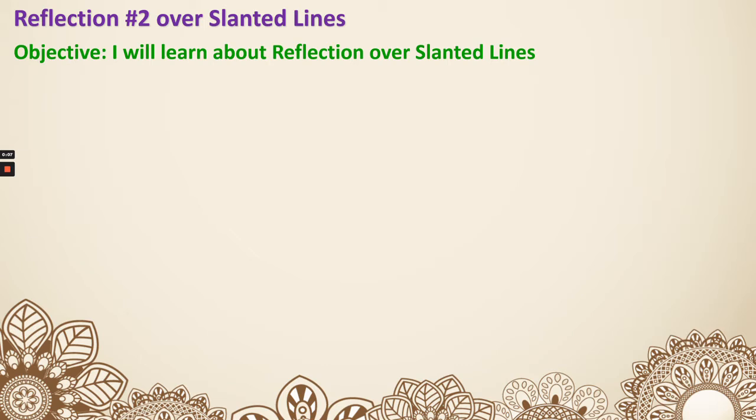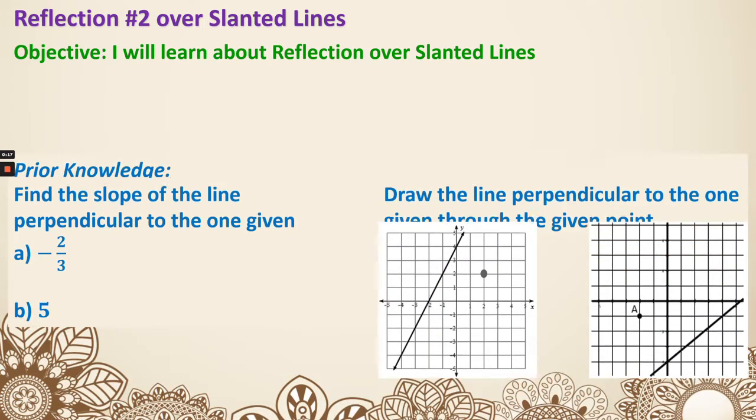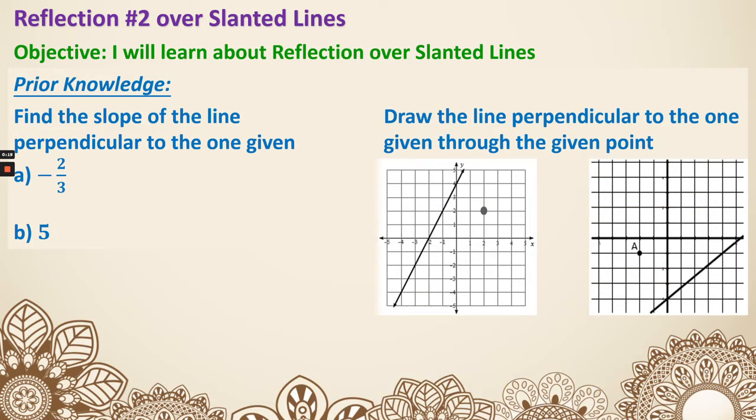Today we are going to talk about the second lesson of reflection. Last time we learned how to reflect over horizontal and vertical lines. Today we are going to learn how to reflect over slanted lines. First, let's review something we have learned before, which is perpendicular lines.